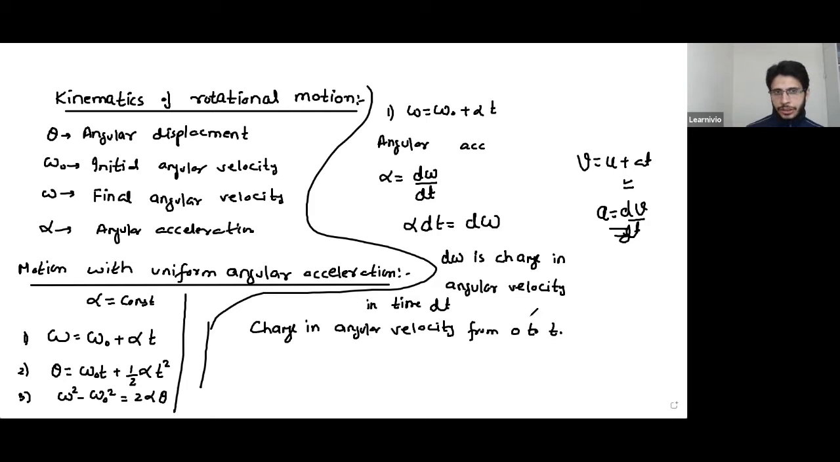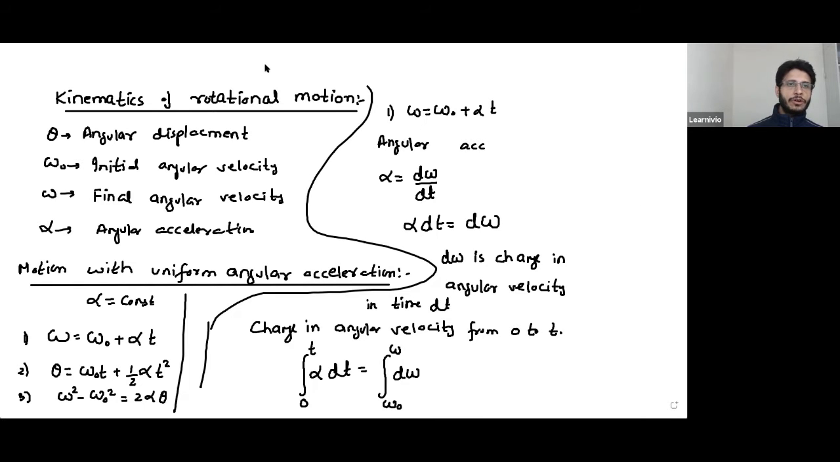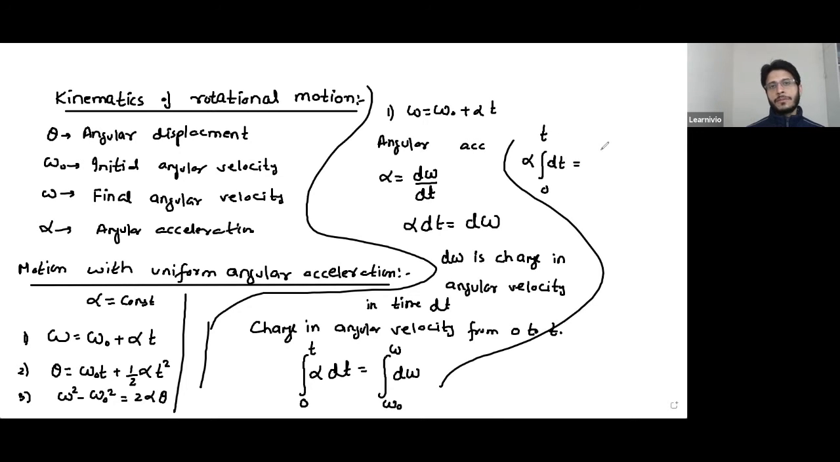So to calculate the change from 0 to t time, you can just integrate both sides of this equation. This is alpha dt, this is d omega. You can integrate it from 0 to t, and from omega naught to omega. See here, alpha is constant. You can take this alpha outside the integral sign. This is 0 to t dt, and this is d omega, omega naught to omega. Sania, what is the integral of dt? Yes, Sania, integration of dt. What is the integral of dt? Integral of dt is t.